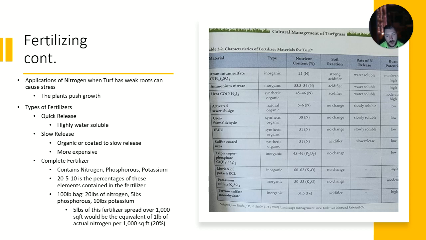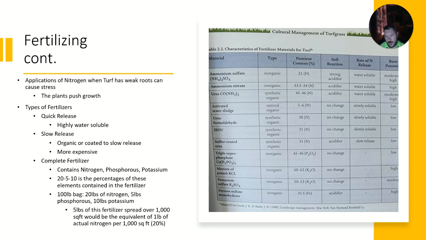A complete fertilizer contains nitrogen, phosphorus, and potassium. Okay, that is complete. A balanced fertilizer contains equal parts. So, like in the previous example where I said a 12-12-12, that is complete and that's also balanced. But a complete fertilizer just contains nitrogen, phosphorus, and potassium. So I just want to make the difference there.